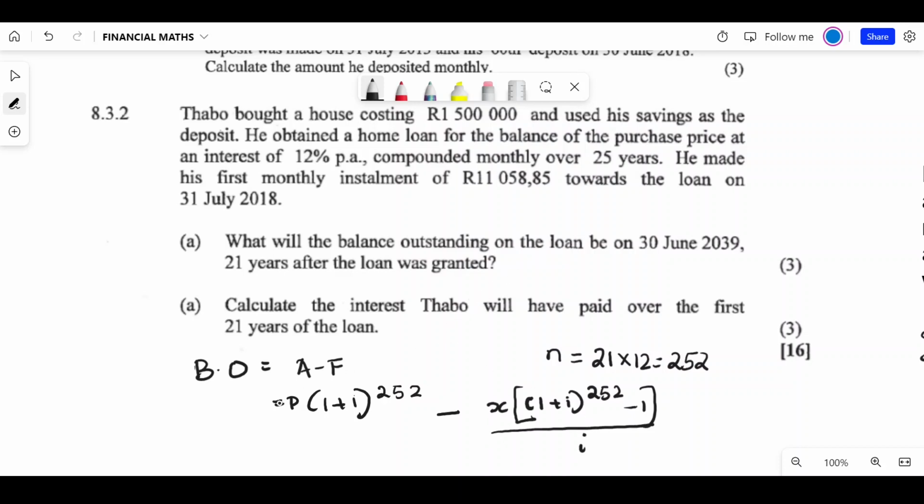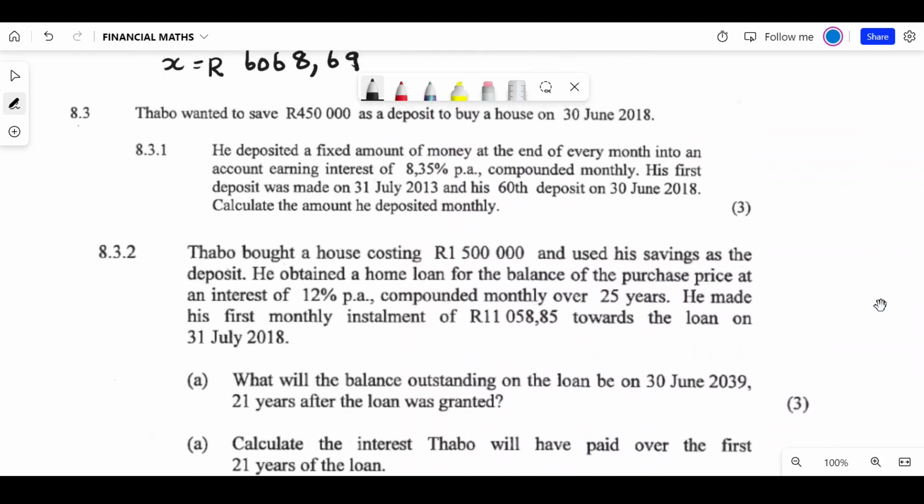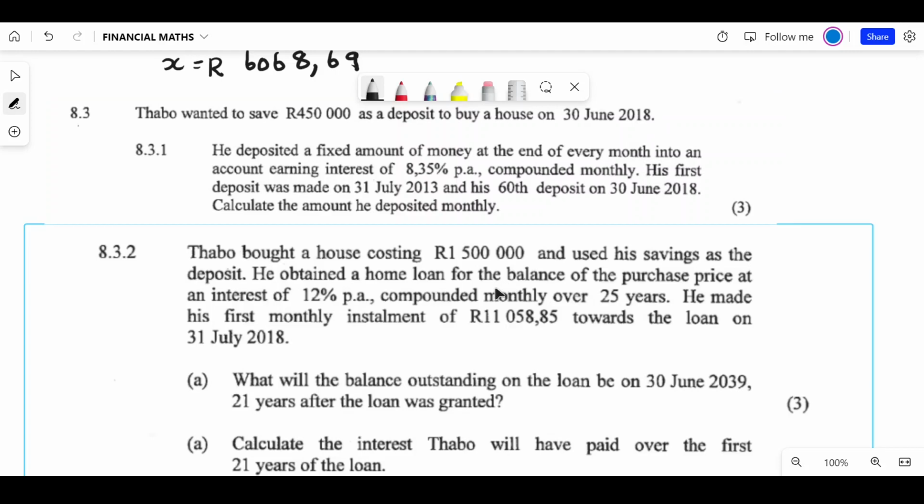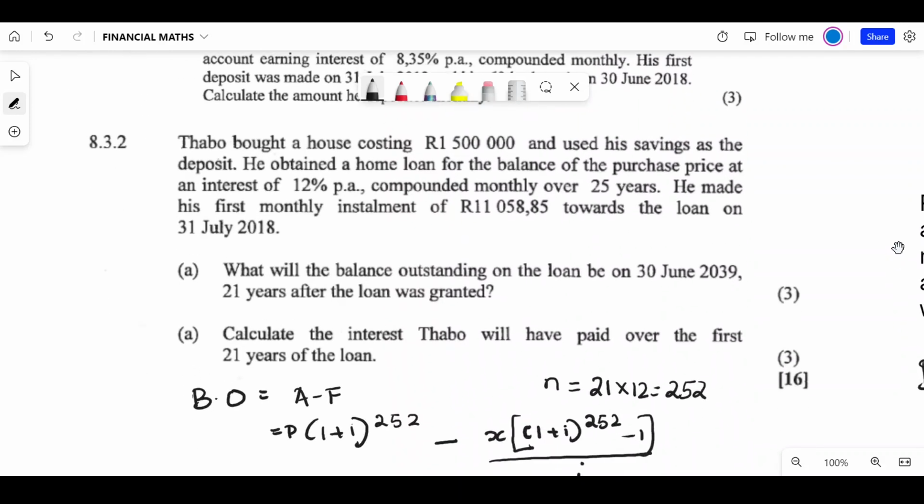But before that, what is P? What is a present value? Now here, the principal amount in the A formula is always a loan. But here there is something that you need to be careful about. He bought a house for 1.5 million and used his savings as the deposit. That was mentioned in the previous question as well. Thabo wanted to save 450,000 as a deposit to buy a house in 2018. So now he used that deposit. So the loan will be the remaining amount only, not the whole 1.5 million, because he now has a deposit. So let's calculate the loan amount.